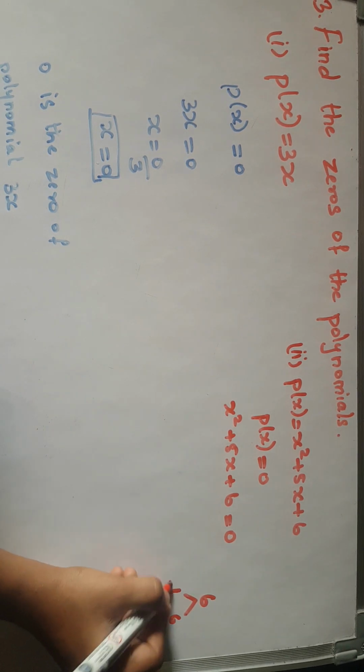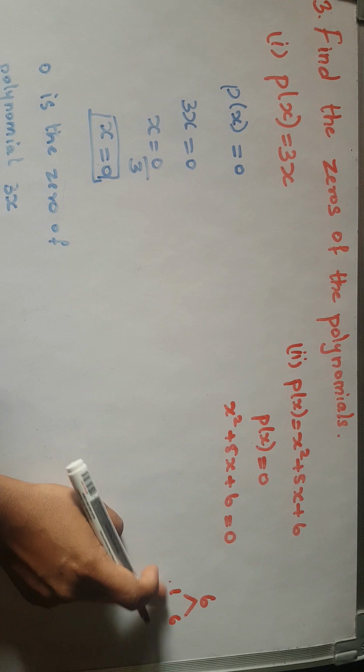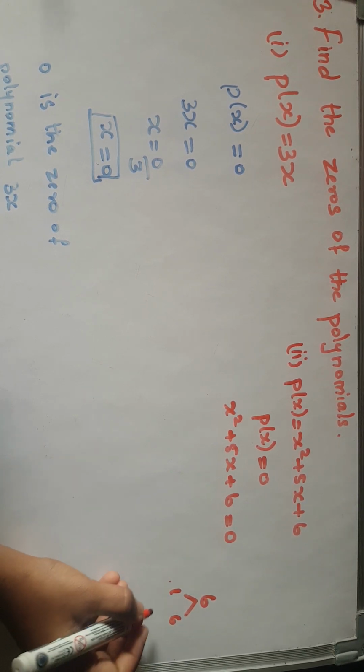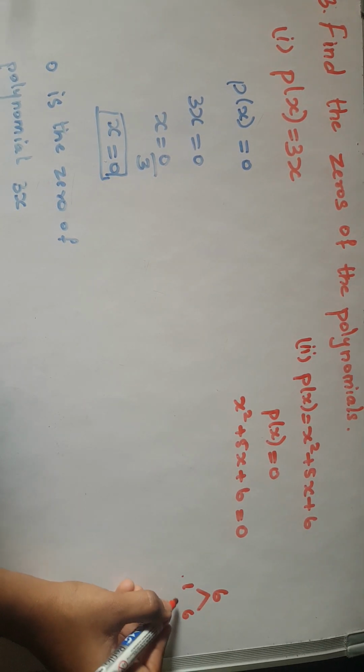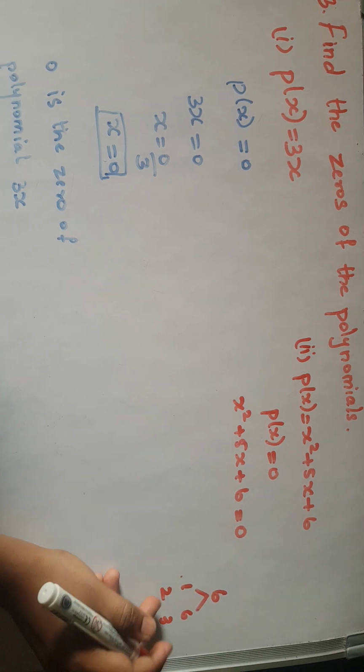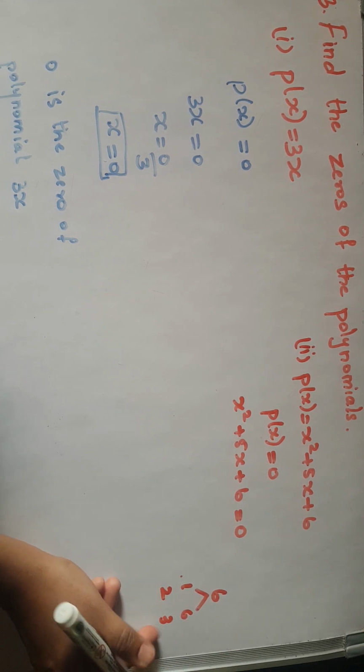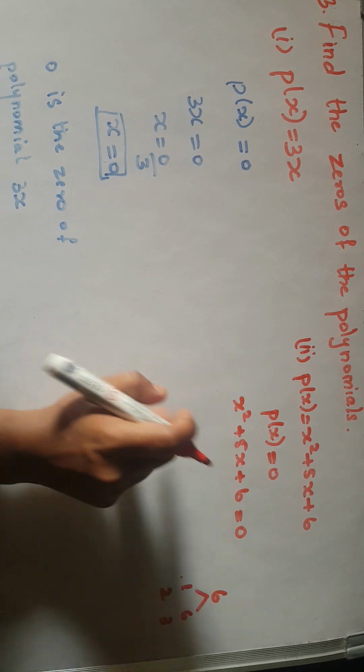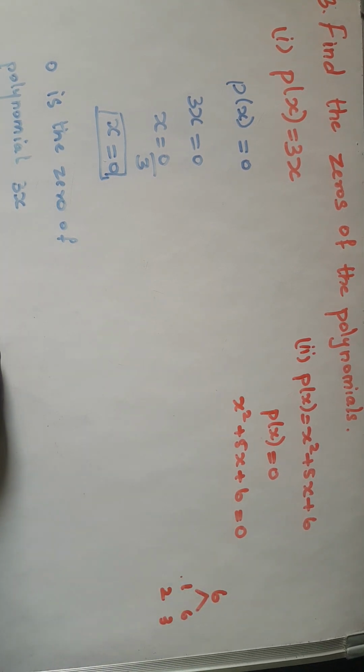1 and 6 multiplied gets 6, but when you add 6 plus 1, the value becomes 7. This is not the value. Take the values 2 and 3. When you multiply, you get 6, and when you add 2 plus 3, you get 5. Now take the 2 and 3.